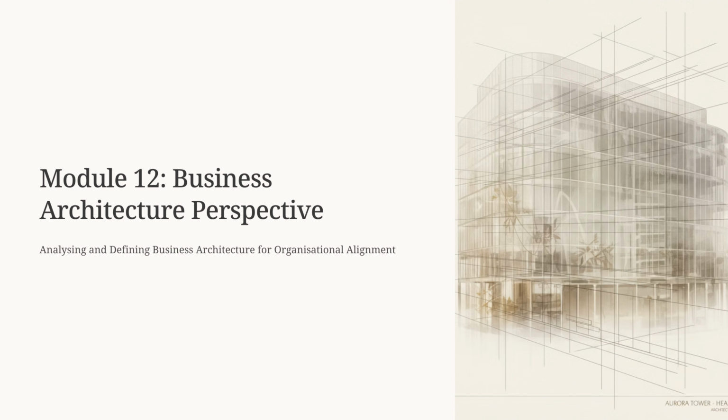Welcome to Module 12, the Business Architecture Perspective. If previous modules taught us how to analyze individual problems, this one zooms out to help you see the entire organization as one interconnected system. Business architecture is all about alignment, aligning strategy, capabilities, and operations to deliver measurable business outcomes. Think of it as the blueprint that helps leaders turn vision into reality.